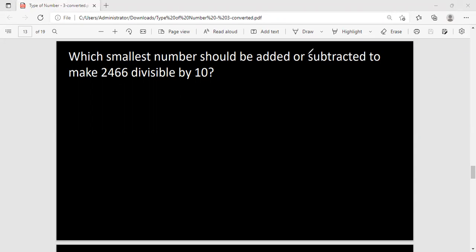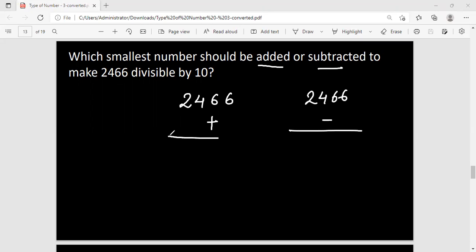So I know you knew it. Now it says, which smallest number should be either added or subtracted to make 2466 divisible by 10? So here I have to either add or subtract. Okay, I need a 0 at the end. So definitely, what should I add to 6 so that I get a 0? 4. What should be subtracted from 6 to get a 0? Definitely 6. But we are looking for the smallest number. So what should be the smallest number? 4. So what should be the answer for this question? It should be 4 always.